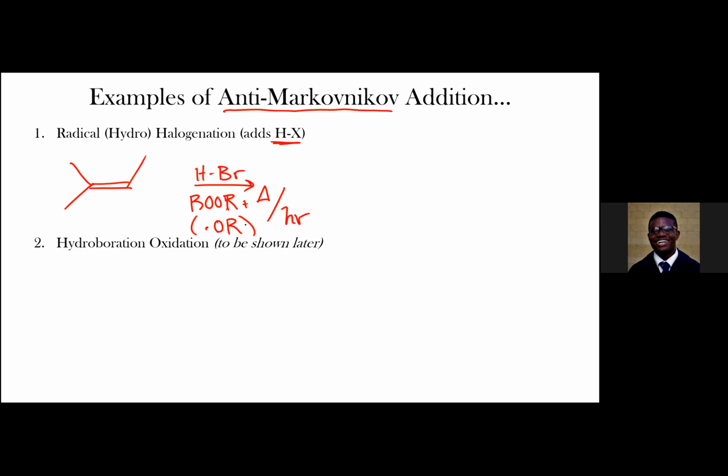And so your final product is going to be this. But what you'll notice is that now we've added our Br onto the less substituted side of our alkene. And then hydroboration oxidation, you'll learn about that as well later on. So what questions are there so far?